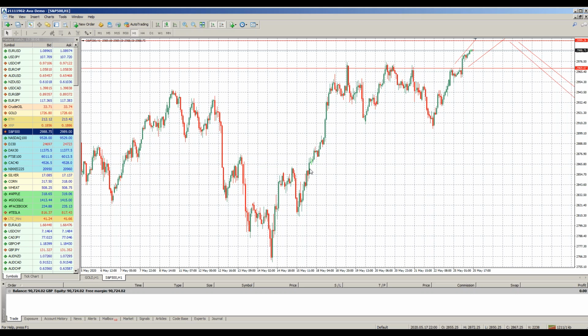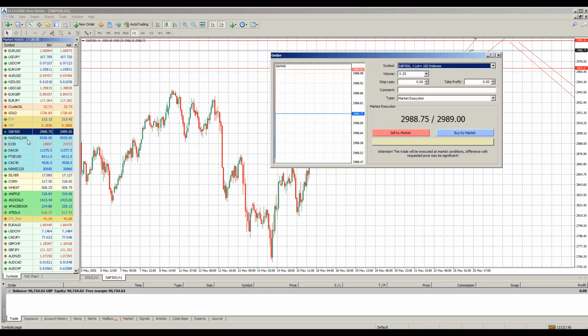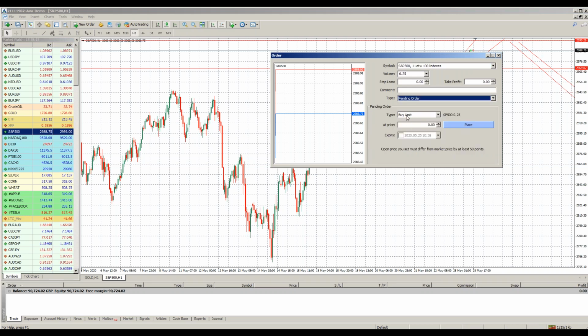So we say pending order, S&P 500. If the market's closed on this, I don't think we can set up a pending order, but let me show you how you might do it. Pending order, sell limit means sell from a higher price. 2990, I don't know, 95, 96, 97, you pick how close you want to get to that resistance level.